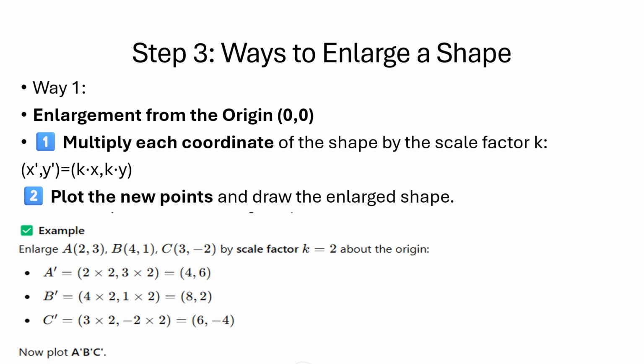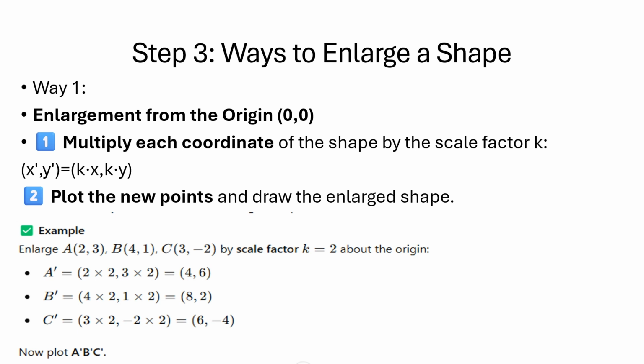Like here: enlarge A (2, 3), B (4, 1), C (3, negative 2) by the scale factor 2 about the origin. So here, what they did is multiply the scale factor by every point. For A, the scale factor 2 times 2 is 4, and 2 times 3 is 6. Same thing for B: the scale factor times 4 gives 8, and times 1 gives 2. For C, times 3 gives 6, and times negative 2 gives negative 4. And then you plot the points. That is for the origin.